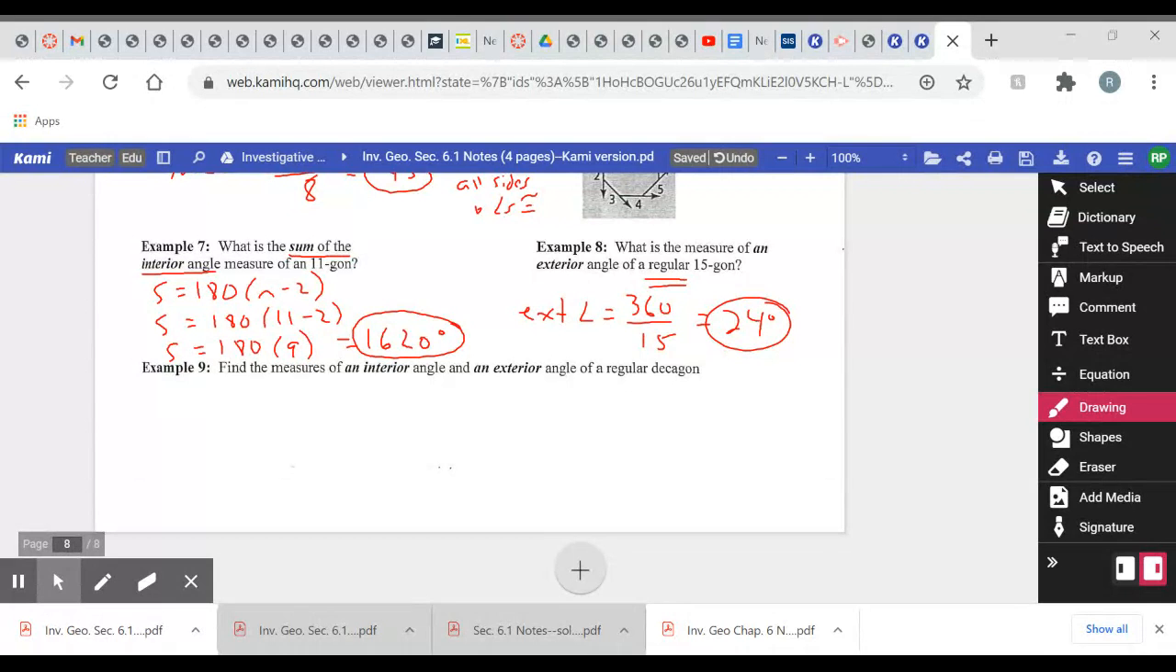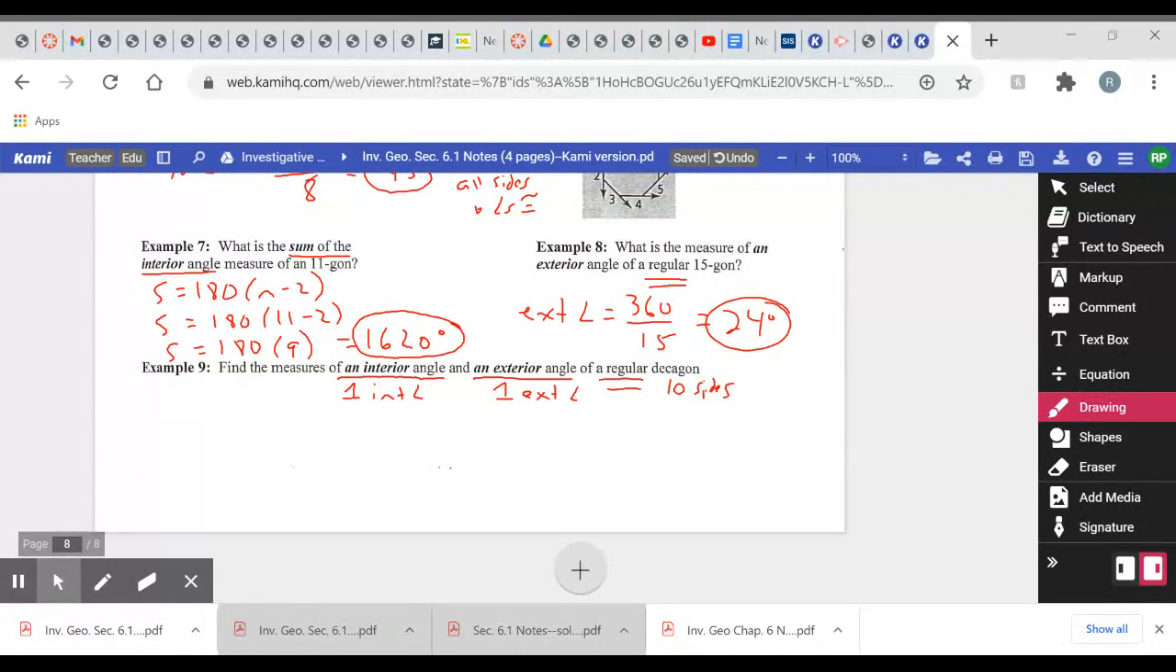All right, last one on this page says find the measures of an interior angle and an exterior angle of a regular decagon. So again, that's asking for one interior angle and one exterior angle. And they are telling me it's a regular polygon, so all the sides and angles are congruent. And then it's telling me here that it's a decagon, which means it has 10 sides. So you have to kind of think through that. So different ways I could do this.